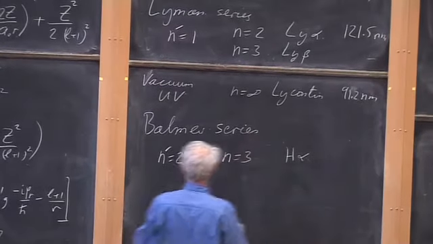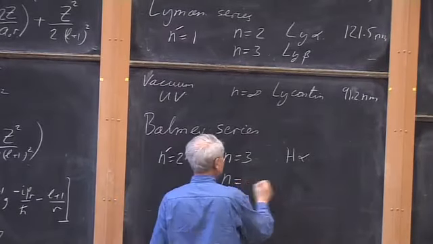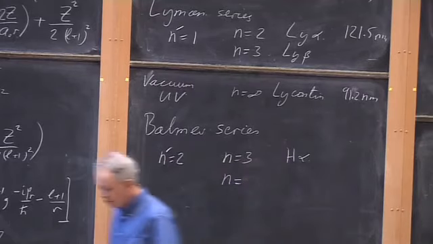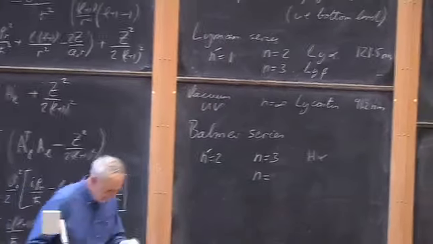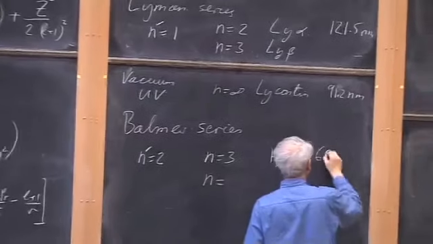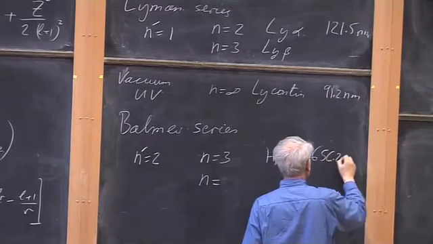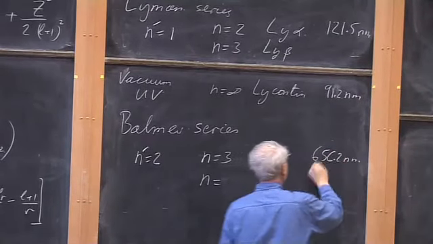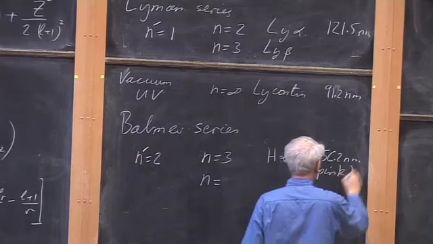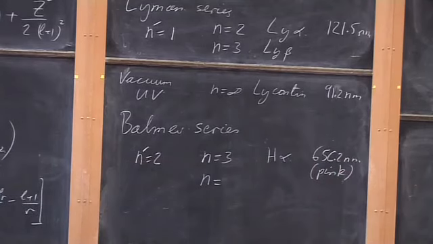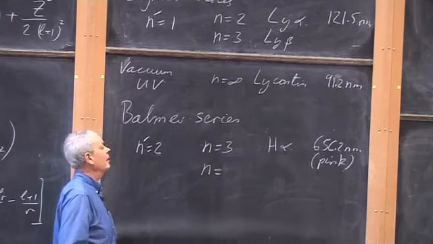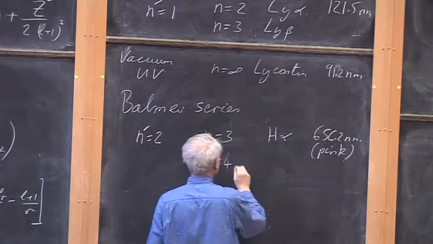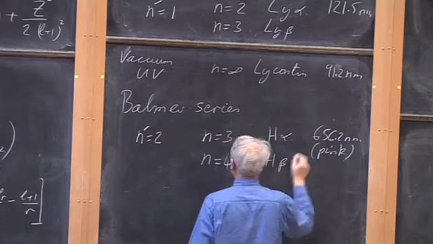So this is called H alpha, and it's a pink photon. It's 600 and something nanometers, 656. So it's pink light. So many astronomical objects are pink because they are shining in H alpha, in Balmer alpha. This is H beta, etc.